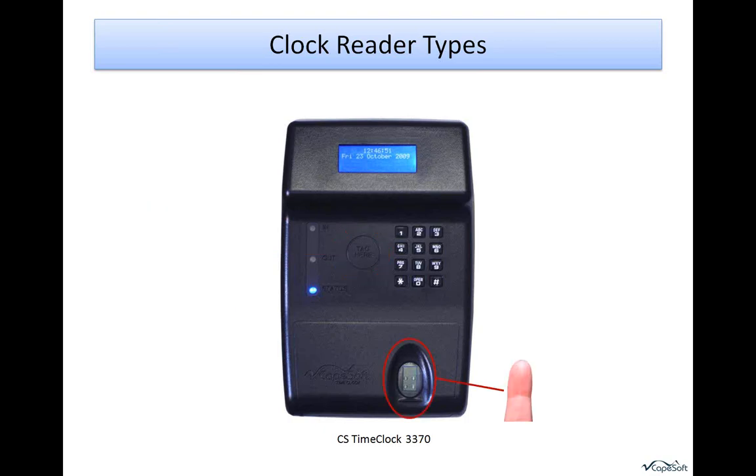The 3370 comes with an optical fingerprint reader. Employees can clock using fingerprint identification or fingerprint verification, and the verification can be done with the prox reader or with the keypad reader. Basically, you can set up a CS time clock so that your employees can clock using any of the 3 readers or 4 readers on the clock.